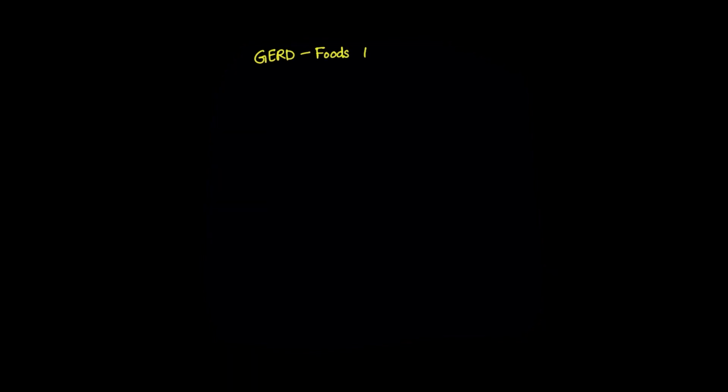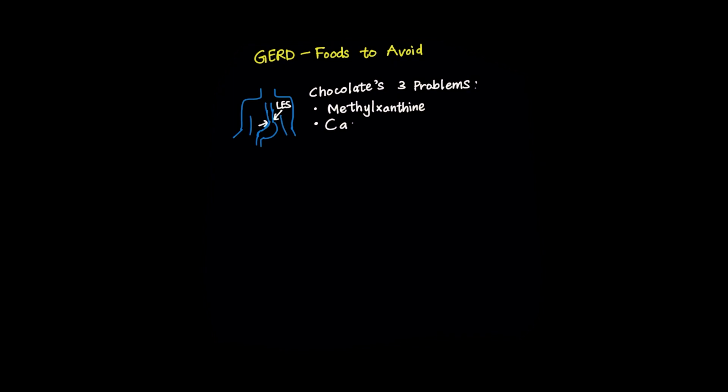GERD dietary restrictions focus on foods that relax the lower esophageal sphincter, and chocolate is a triple threat. Chocolate contains 3 compounds that worsen reflux: methylxanthine, which directly relaxes the LES muscle, caffeine, which stimulates acid production, and high fat content, which delays stomach emptying.